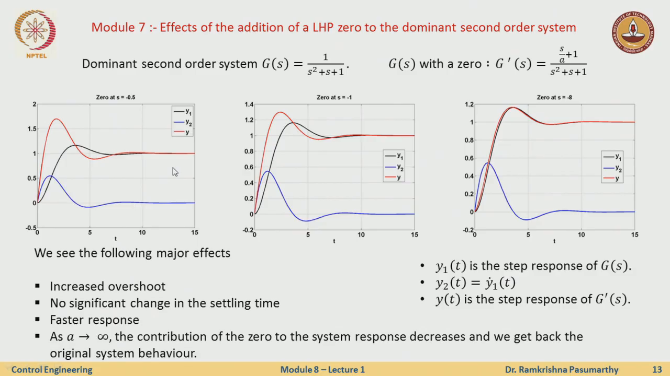Another effect of adding this 0 is that there is no significant change in the settling time. In addition, the response here is faster, and the black line is slower to respond. I pull the root locus to the left and I see a faster response, but faster response will also lead to an increase in overshoot. In the limiting case, as a goes to infinity, the contribution of the 0 decreases and we get back the original system behavior, but we do not want a to be so large that it does not really matter. So we need to come to a nice trade off of what is a good a to select.